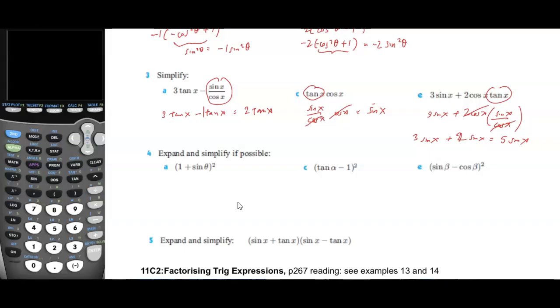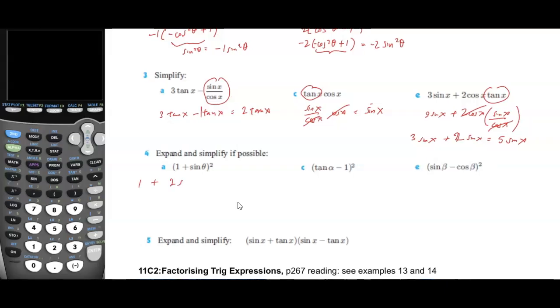Expand and simplify if possible. Remember, when you have parentheses and two things added together and a squared, you need to do FOIL. So this would be 1 plus sine theta plus sine squared theta. So the middle would be 2 sine theta plus sine squared theta, right? Okay. Remember the identity a plus b squared equals a squared plus 2ab plus b squared. Maybe you might have that memorized for vestibular or for SAT.